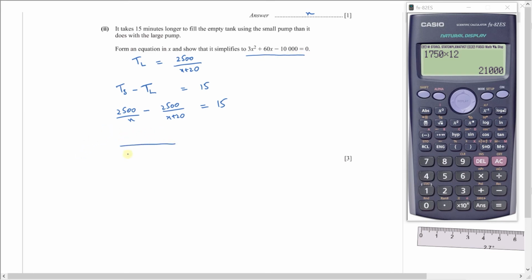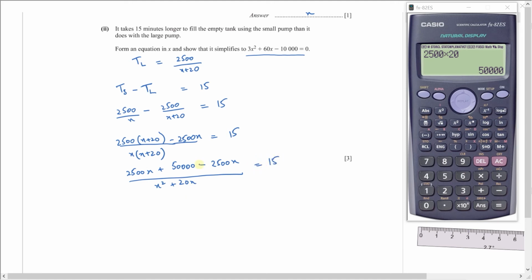So let's take the LCM here. So x into x plus 20. This will be multiplied by x plus 20 and this will be multiplied by simply this x here equals 15. So if I open the bracket, I get 2500x plus 2500 into 20, which is 50,000. So 50,000 minus 2500x, and if I open the bracket in the denominator, I get x squared plus 20x equals 15. So this 2500x minus 2500x cancel out.